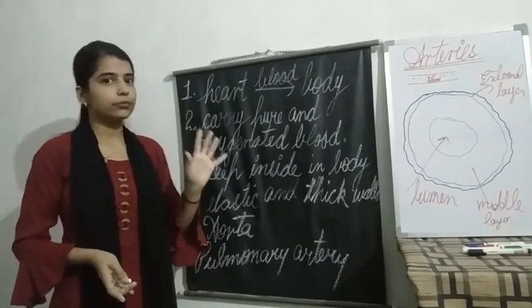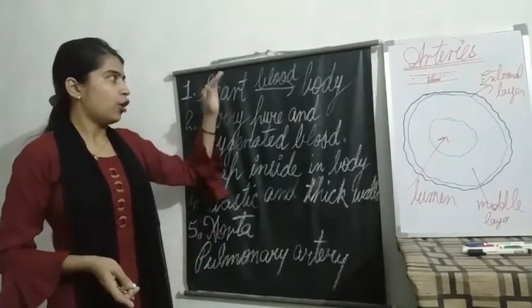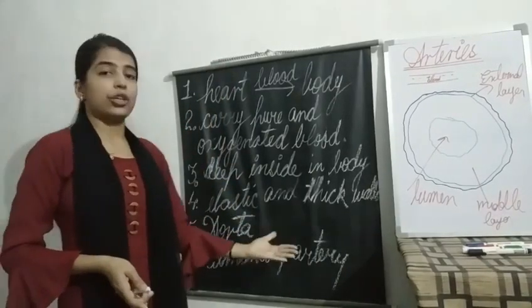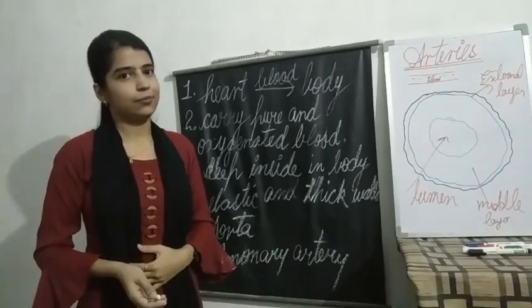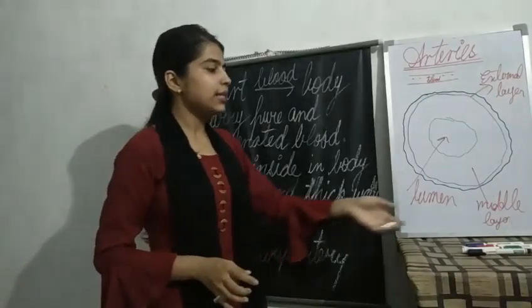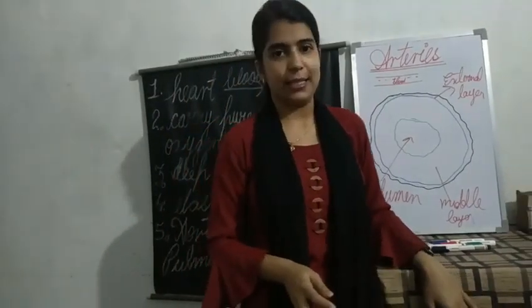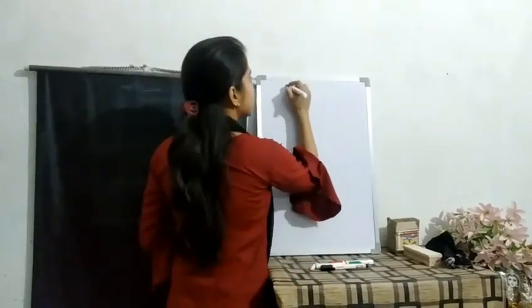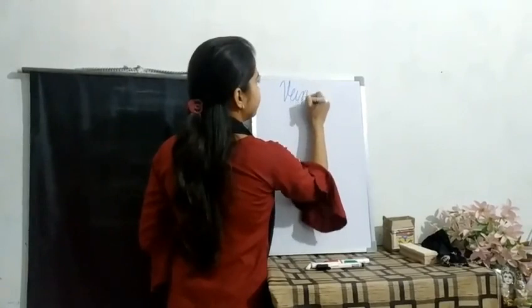Clear? Is this clear to you all? Okay, so these are the features of an artery. Now let us discuss the veins. So the next one is the veins.